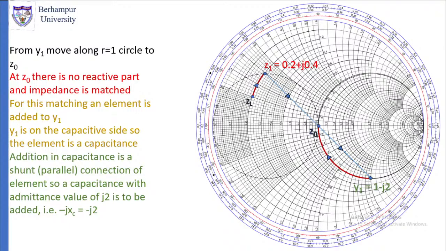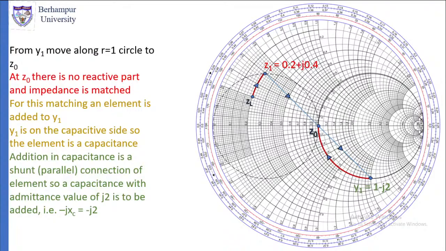Why is it a short connection? Addition in admittance. Y1 is admittance. Two admittances are added when there is a parallel connection. Two impedances are added when there is a series connection. So in the first case, Z1, we had a series connection. Here we have Y1, we are adding, therefore it has to be a parallel connection. So addition in capacitance, or actually admittance, is a short or parallel connection of the element.